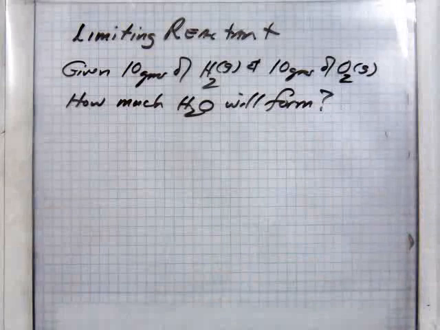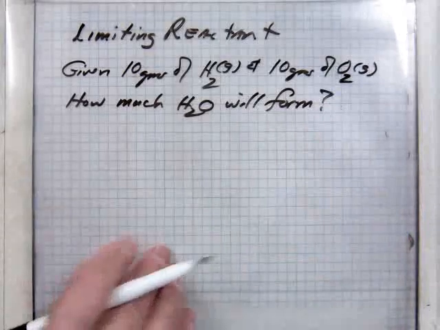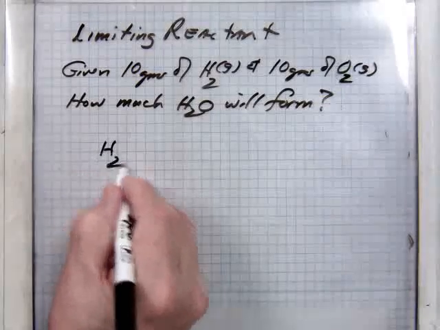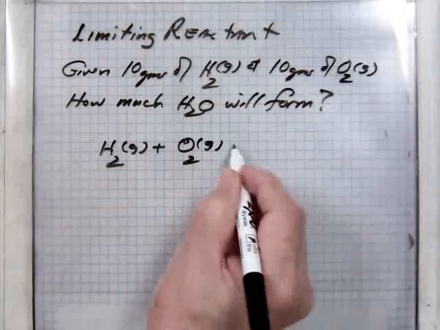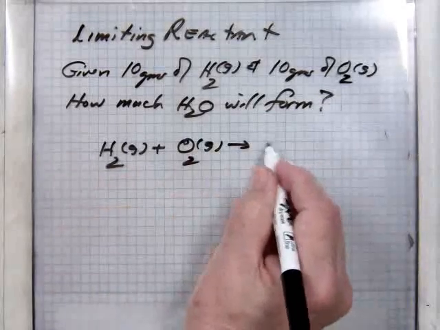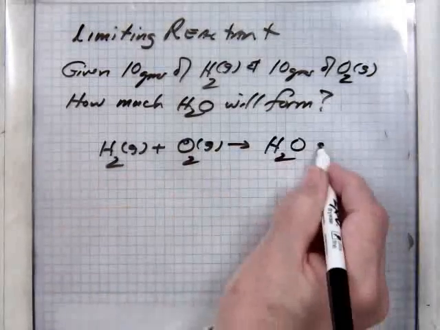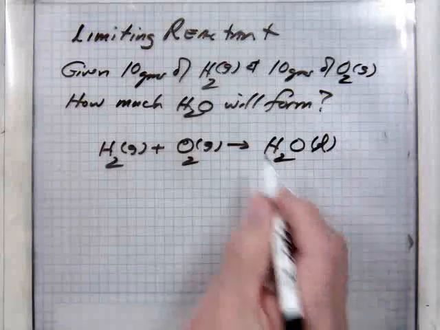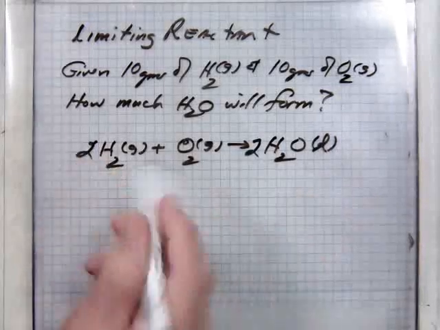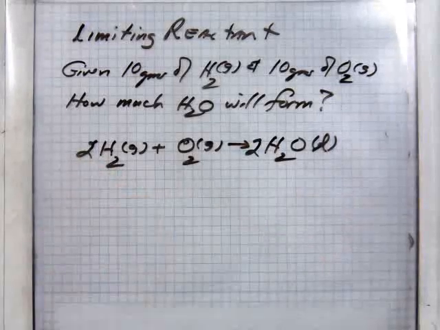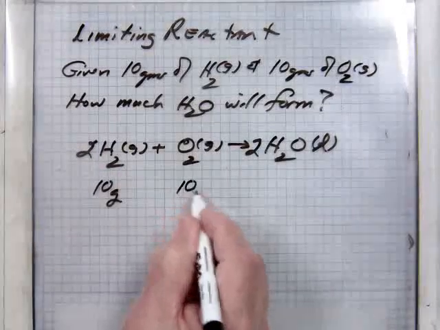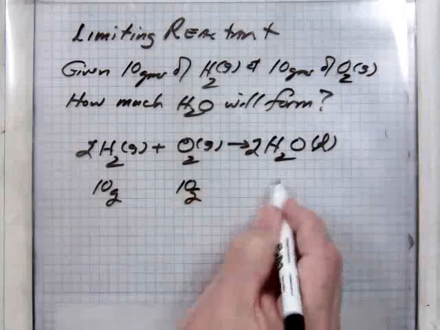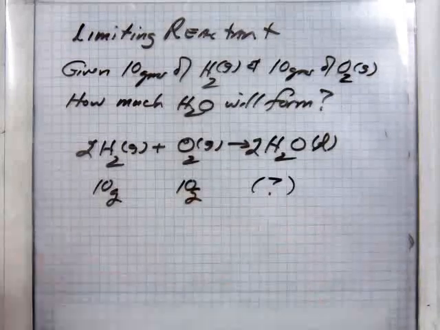And so we have to determine what the limiting reagent is from the chemical equation. Well, hydrogen plus oxygen produces H2O, and we'll make that liquid. And this balances in the following way. Now, we've given 10 grams of each one. How many grams will be produced?